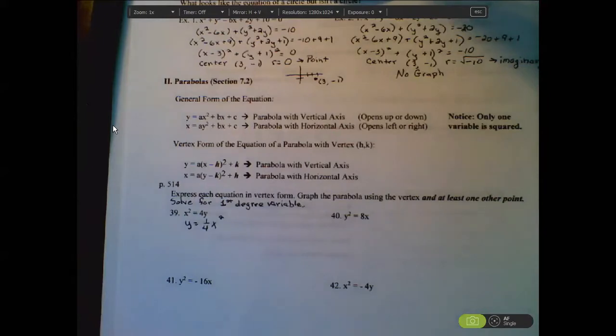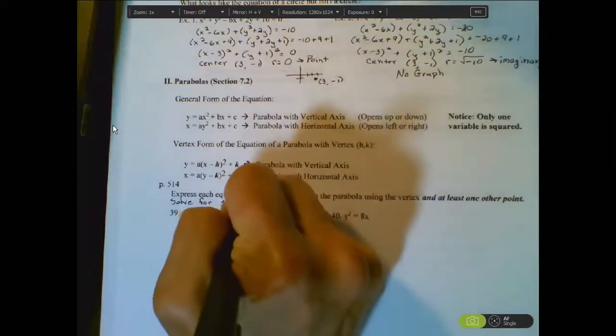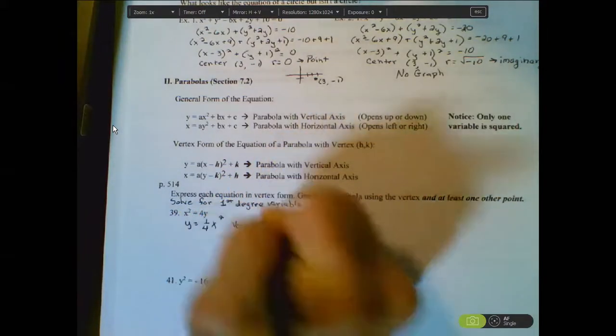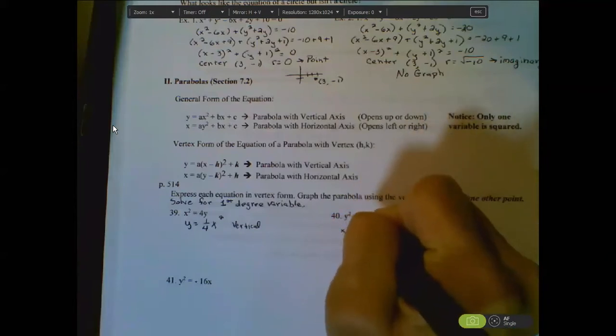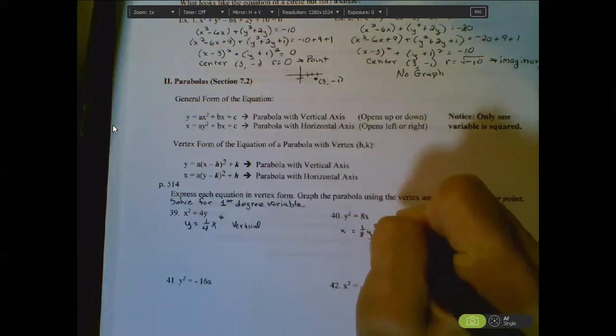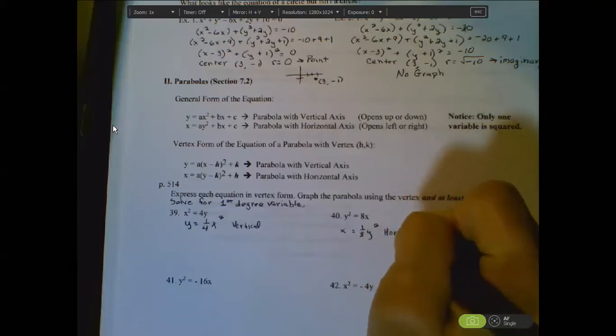And number 39, we would get it in the form y equals x squared and know that it's a vertical parabola. But in number 40, we'd get x equals 1/8 y squared and know that it's a horizontal parabola.